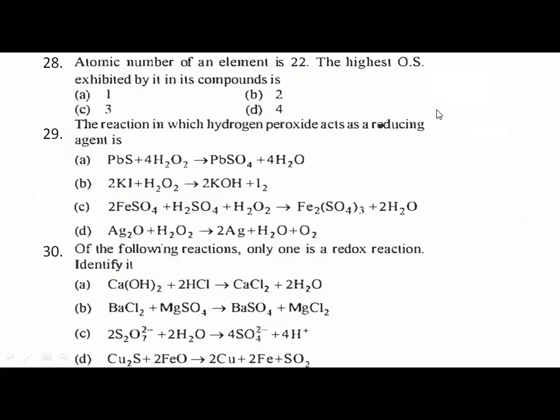It is plus 6. Next question. The atomic number of an element is 22. What is the highest oxidation state exhibited by it in its compounds? If the element's atomic number is 22, write the configuration. 1s2, the element is actually titanium.